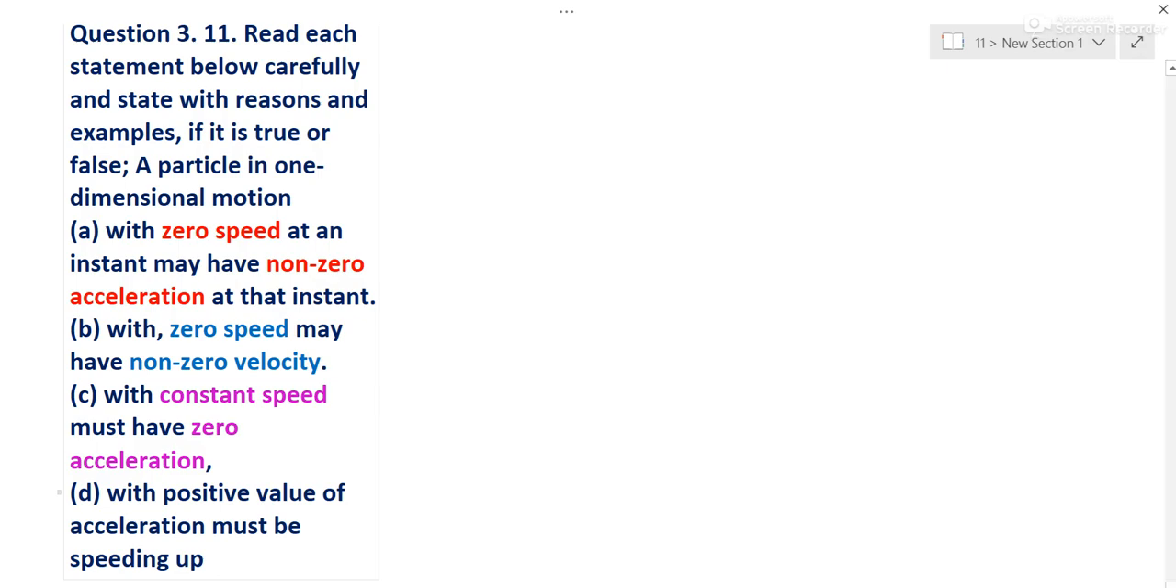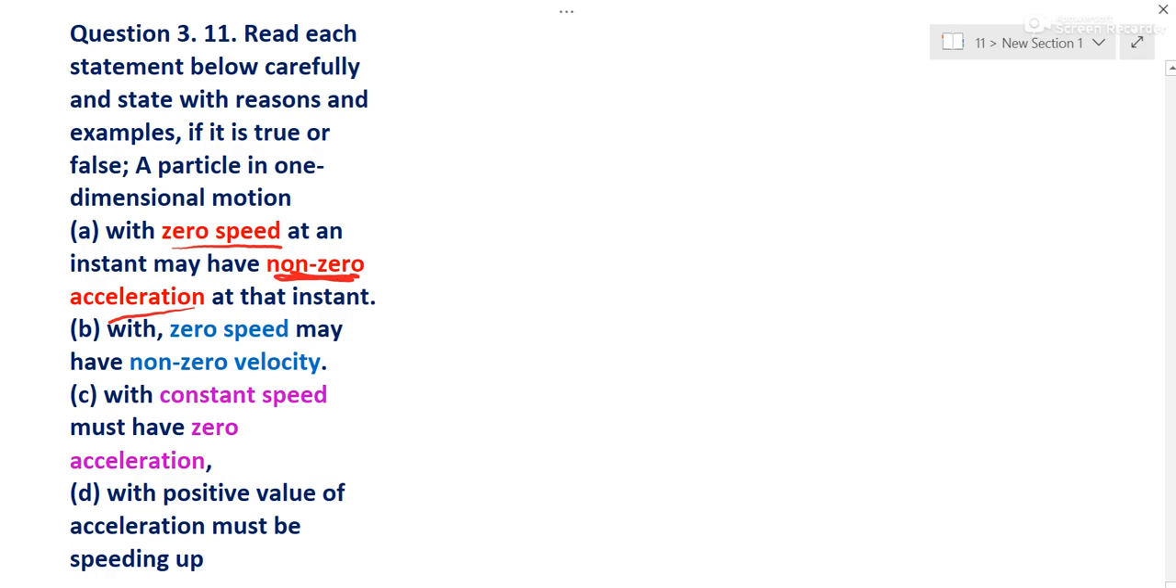An object with 0 speed and 0 acceleration. That is okay. If speed is 0, acceleration can be non-zero.